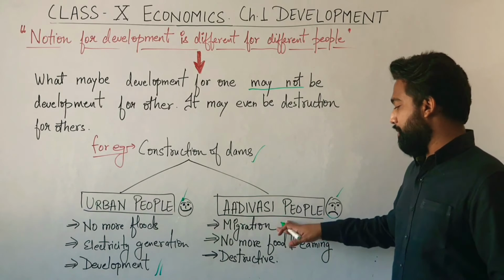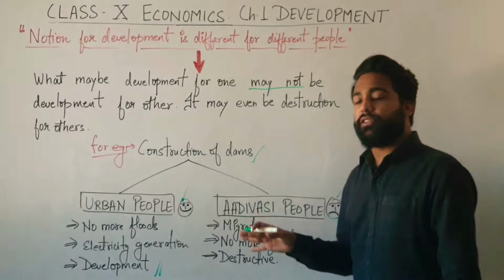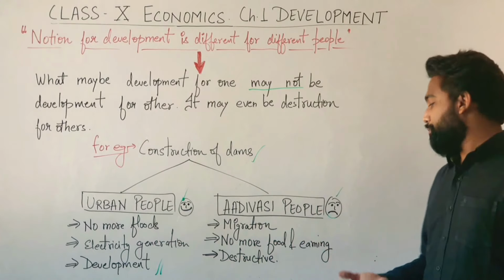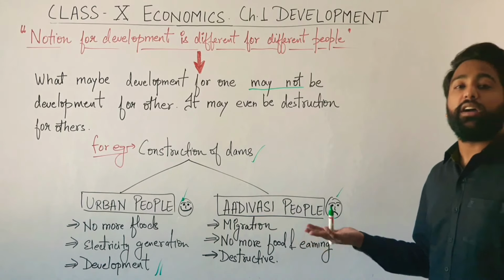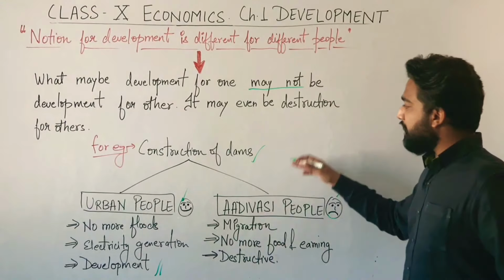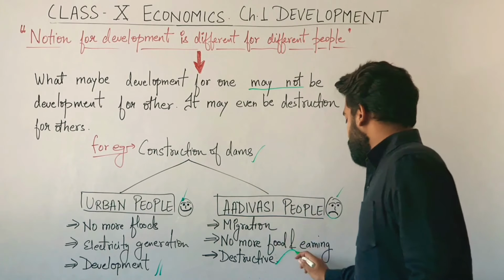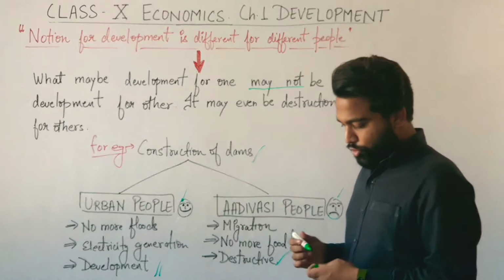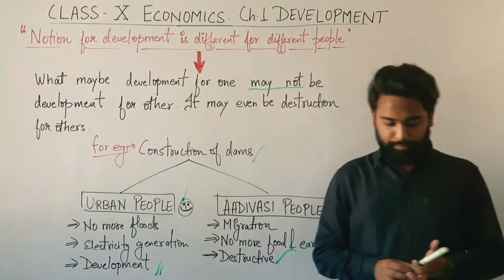So migration will take place. And due to that migration, they will face the problem of food. They will face the problem of earning. They won't be having any earning. They won't be having any food. So basically the construction of the dam will bring destruction for the Adivasi people. I hope this is clear.